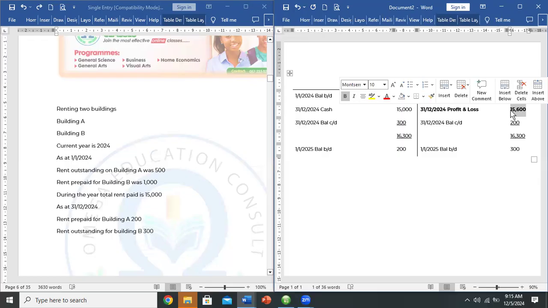Because you remember the matching principle. The matching principle says that when you are finding the profit for a period, you match or you compare the revenue of that period against the expenses of that period. So if you are looking at 2024, you have to look at revenue for only 2024 and expenses for only 2024.